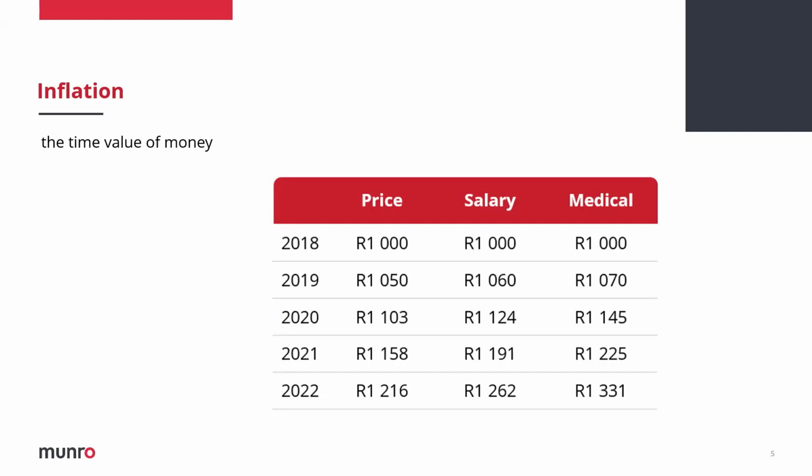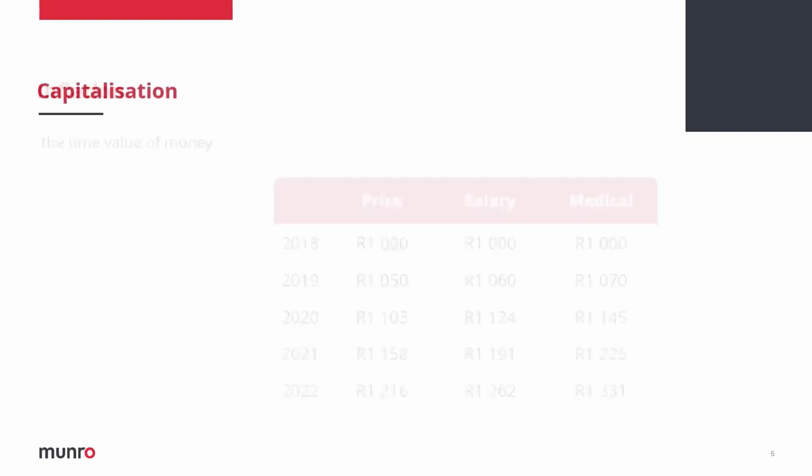So that's how the time value of money operates. Basically, 1,000 today is not going to have the same buying power as 1,000 next year. That's what we call inflation. The next thing is capitalization. Capitalization of cost is actually one difficult concept, so I'm going to try to simplify it as much as I can.